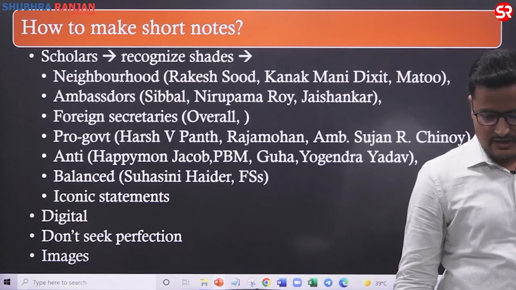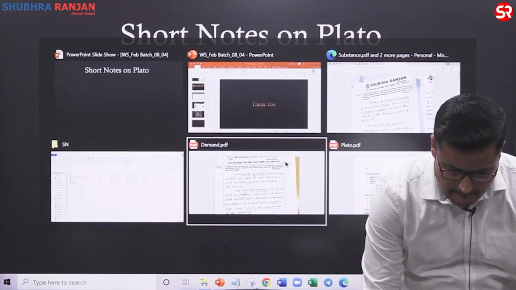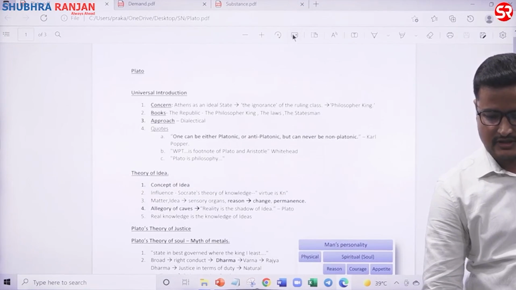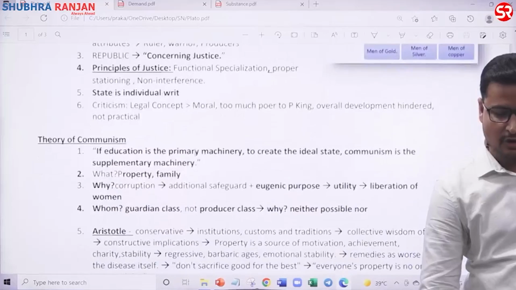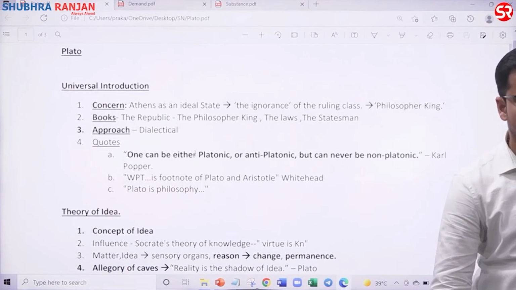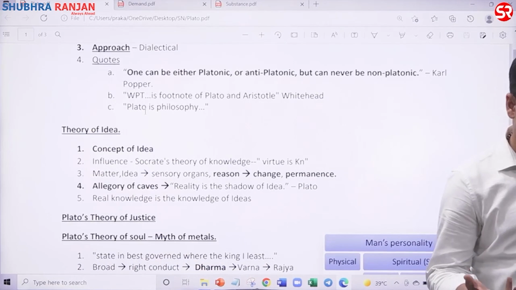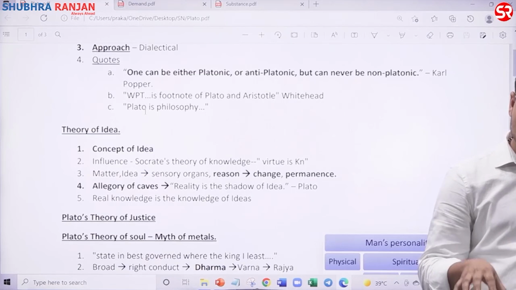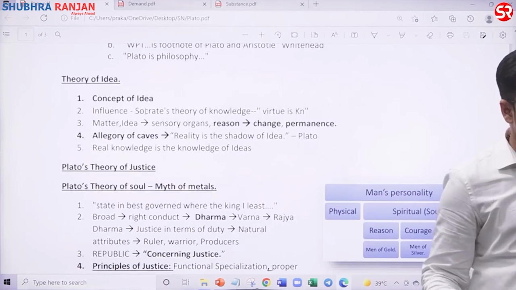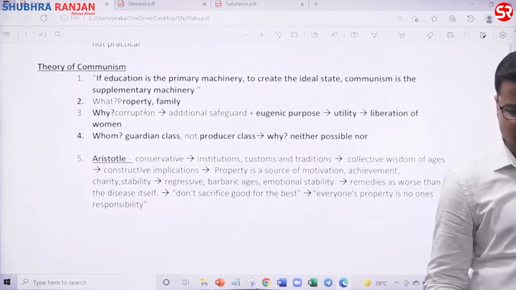Okay, that would be helpful for you. For example, let me show you a short note on Plato, just a minute. This is the short note that was given to the last batch; the entire Plato topic has come into 3 pages. Okay, a universal introduction can be whatever Plato's concern was, with book and quote. These are quotes with which you can start your introduction. Similarly, these are also quotes with which you can give the conclusion on Plato. In the theory of ideas, the crux is just this, not more than that. The rest is just language. There is his theory of soul, his theory of communism.